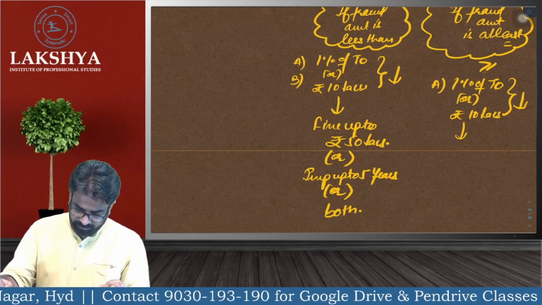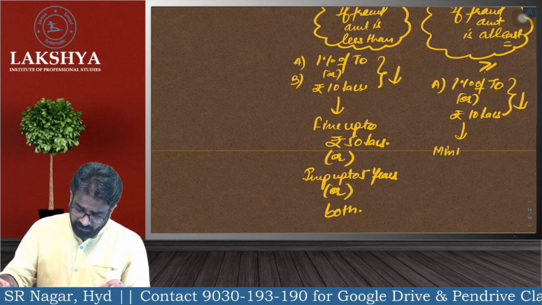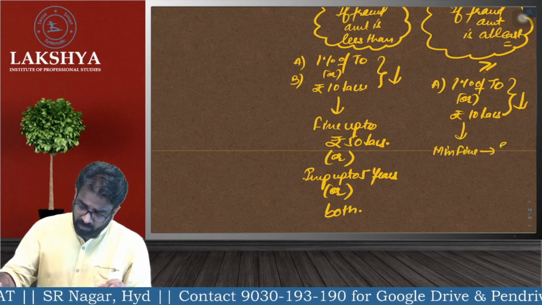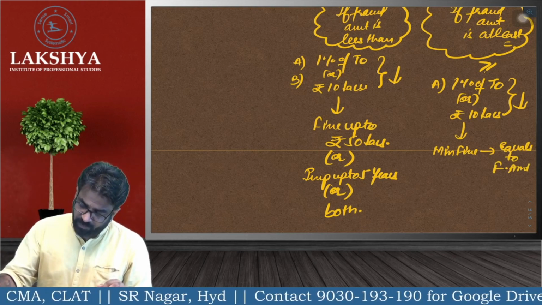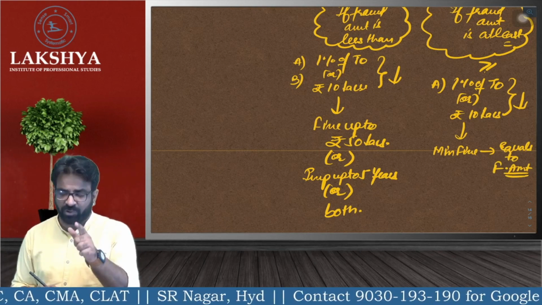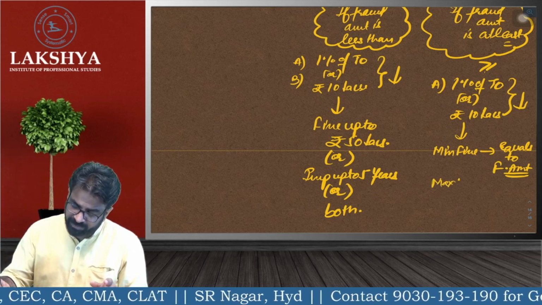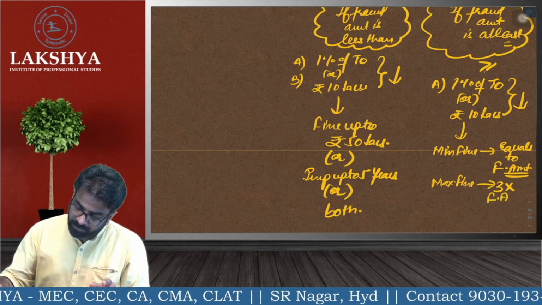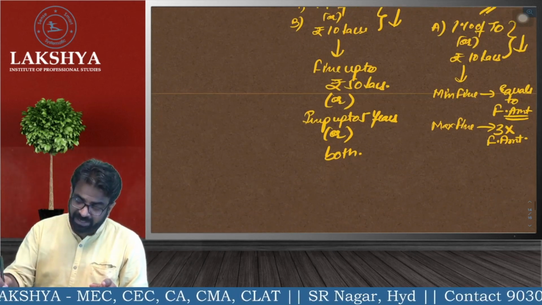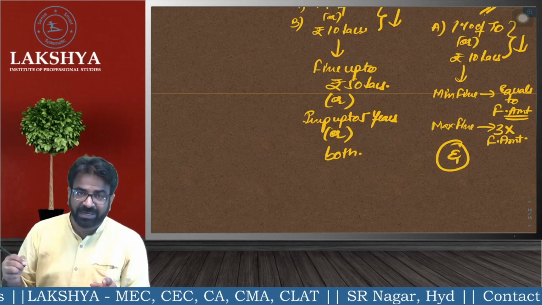Then minimum fine equals the fraud amount. Whatever is the fraud amount involved, that is your minimum fine to the auditor. Maximum fine is 3 times the fraud amount. 3 times which amount? Fraud amount. And it is not 'or' here, it is 'and'.